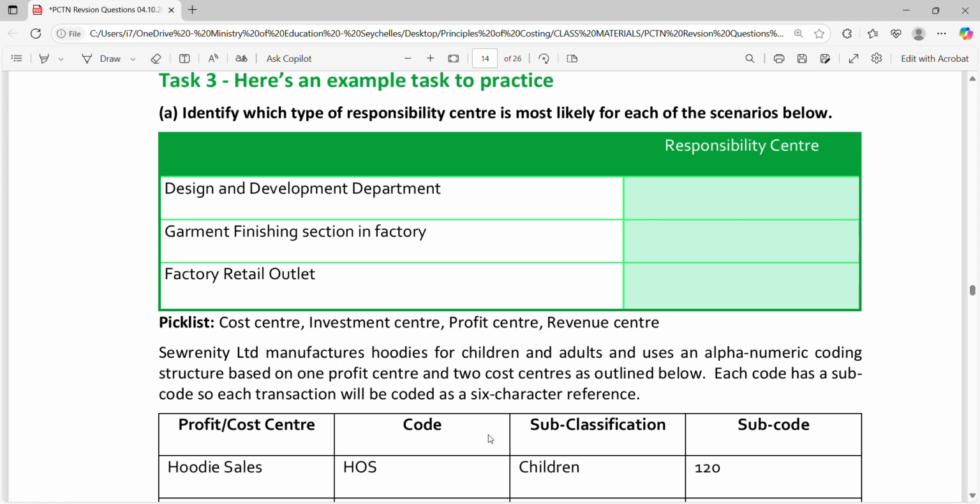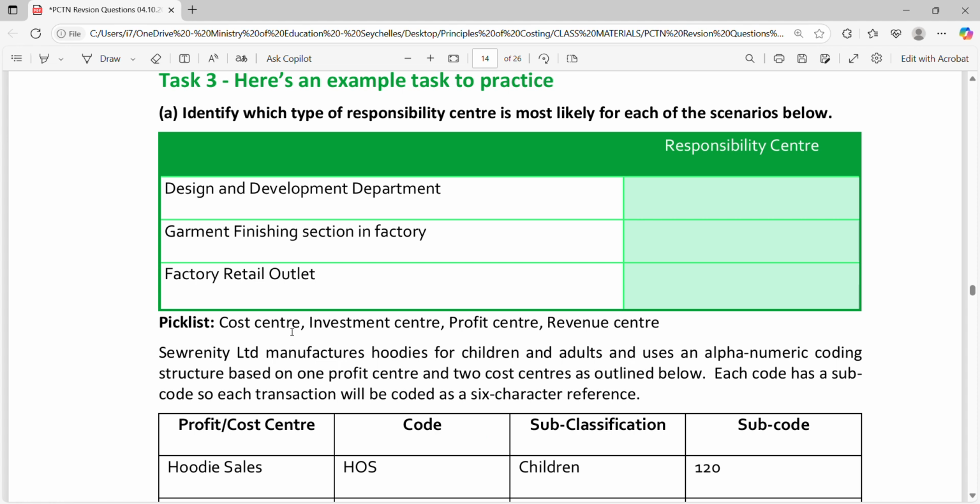All right, question number 3. Identify which type of responsibility center is most likely for each of the scenarios below. Now from the pick list, we have a cost center. A cost center is a section or department of an organization that incurs costs only.